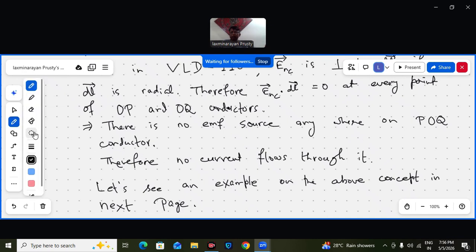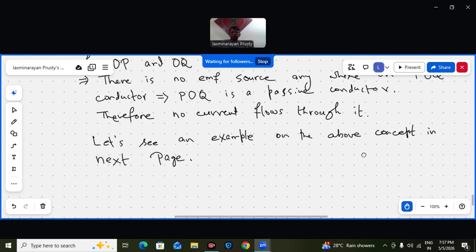I can write it again, I am basically overemphasizing. POQ is a passive conductor. Okay, so therefore no current flows through this. Clear? Now let us go to a very extremely important example which sometimes people ask.